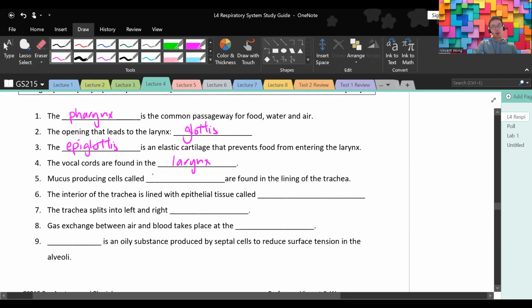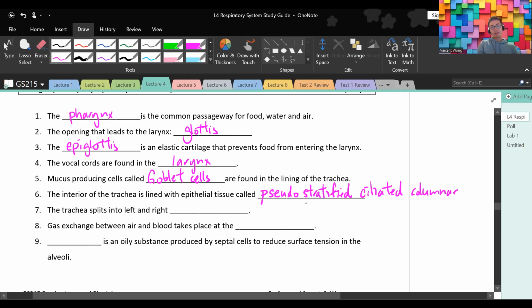Mucus producing cells called the goblet cells are found in the lining of the trachea. The interior of the trachea is lined with epithelial tissue called, oh, this is a mouthful, the pseudostratified ciliated columnar. Right, so these are basically hairy rectangular cells that look like multiple layers, but not really.